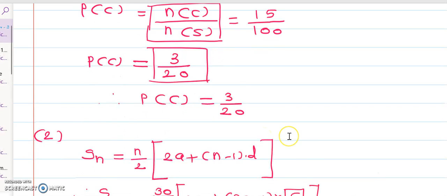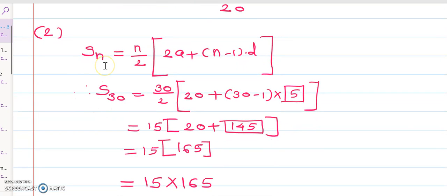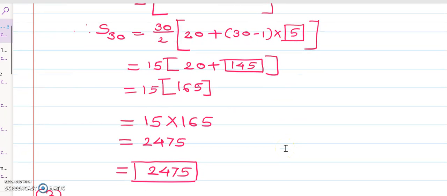Now we'll see the answer. Sn is equal to n upon 2 into (2a plus (n minus 1) into d). n is 30, S30 is equal to 30 upon 2 into (2 into 10, that is 20, plus (30 minus 1) into 5). Then multiplication: 29 into 5 is 145, plus 20 is 165. 15 into 165 is 2475. This is the sum of the first 30 terms.